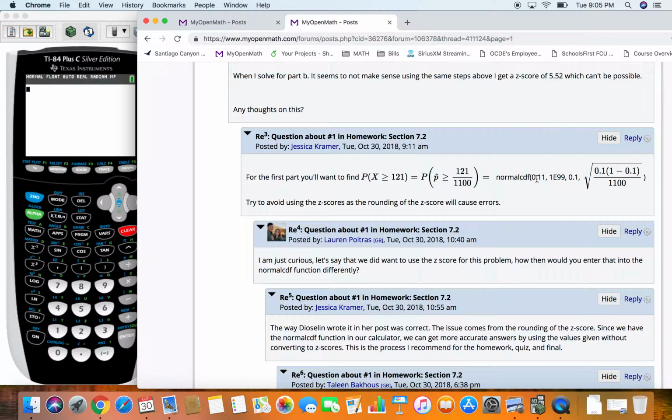Our lower bound will be our p-hat, or 0.11 in the case of 121 over 1100. You can also use the fraction form. That's okay too. Our upper bound is infinite. I like to use 1e99. I think sometimes you guys like to use 1,000 or 10,000. Either option is fine. Our mean is 0.1, and our standard deviation is the square root of p times 1 minus p over n, making sure to separate each of those values with a comma.